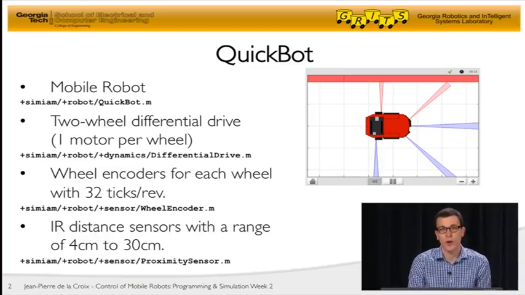The robot also has 5 infrared sensors, and these infrared sensors can detect any obstacles that are within a range of 4 to 30 centimeters in their field of view.